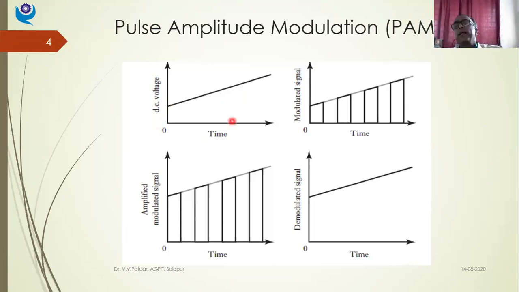0 second, 1 second, 2 second. As the temperature increases, the voltage also increases. It is an analog signal I am receiving. So instead of giving this analog signal to the amplifier as it is, what do they do? They chop it down. They make small pieces.